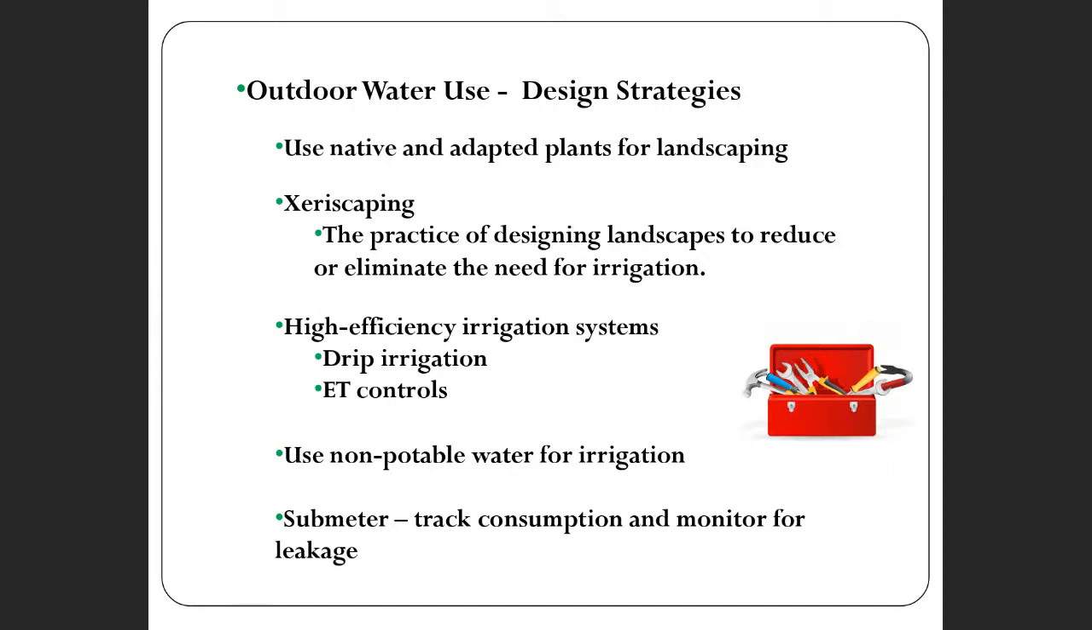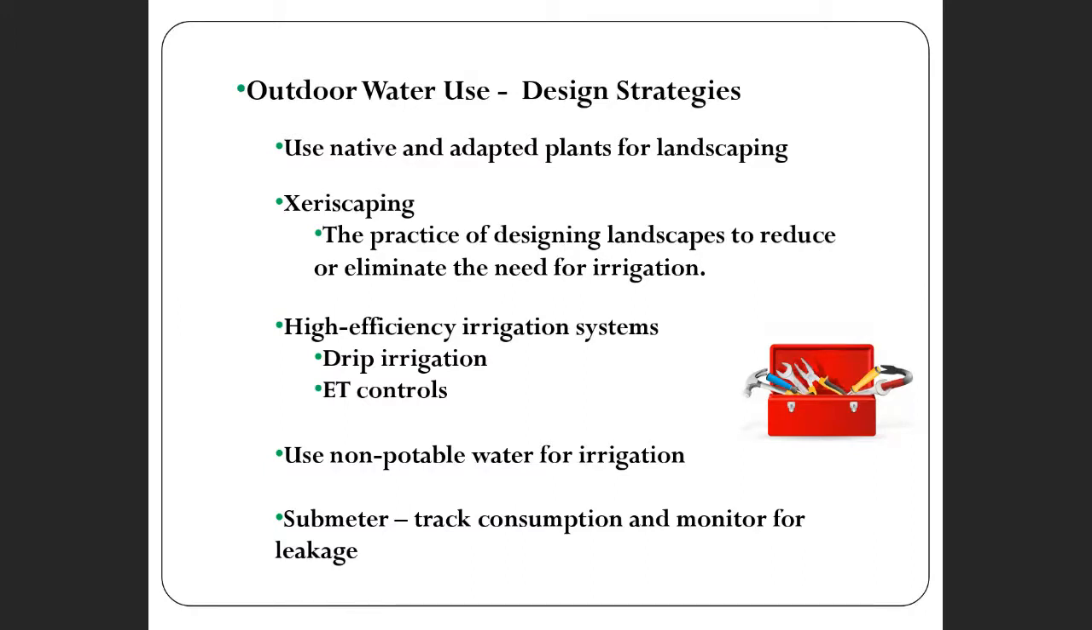Outdoor water use. Obviously, we want to look at using native or adapted plants for landscaping. Use plants that can tolerate less water, as opposed to having our building or our campus surrounded by turf grass. We could do xeriscaping. Xeriscaping is a design practice of designing landscapes to reduce or eliminate the need for irrigation. I have a slide about that here in a second.